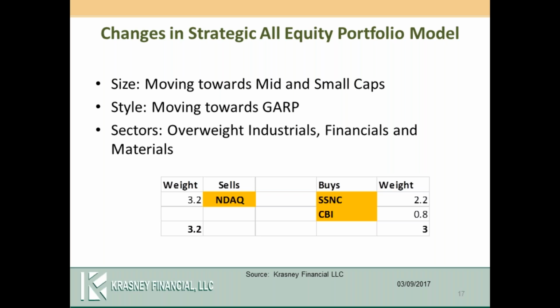We kept moving towards mid and small caps. We started shifting slowly to GARP, growth at a reasonable price, but we've already been positioned towards that phenomenon. So it really didn't take much for us to keep the portfolio optimally balanced. And from a sector standpoint, we still overweight industrials, financials, and materials. Essentially, we just swapped NASDAQ for SS&C, and we beefed up Chicago Bridge just a little bit.